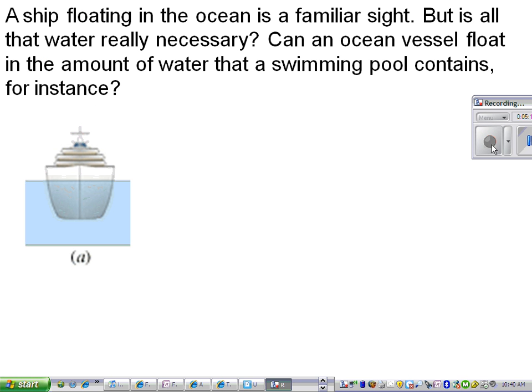A ship floating in the ocean is a familiar sight, but is all that water really necessary? Can an ocean vessel float in the amount of water that a swimming pool contains, for instance? So the question is, how much water does this boat really need? Does it need the whole ocean, or how much water does it need in order to float? So pause the video and think about that answer.